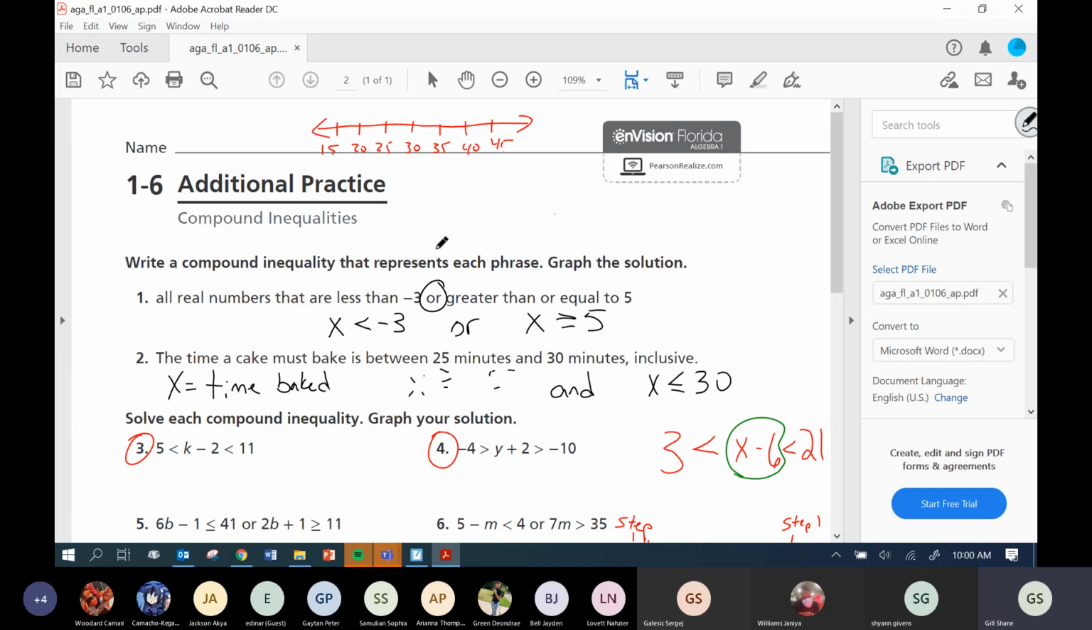So again, for number 1, oh man, I forgot I already did these. Ah, shoot. All right, try to do it on your own. I'm going to kind of get rid of it.